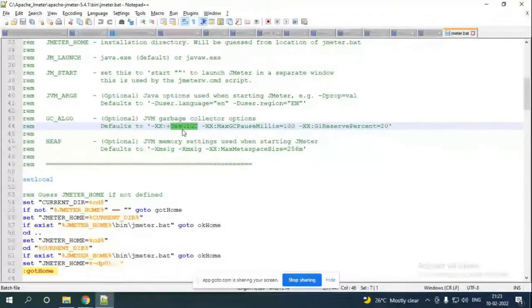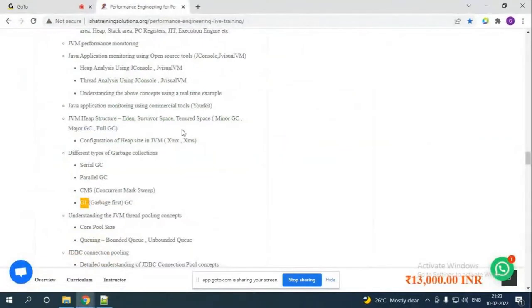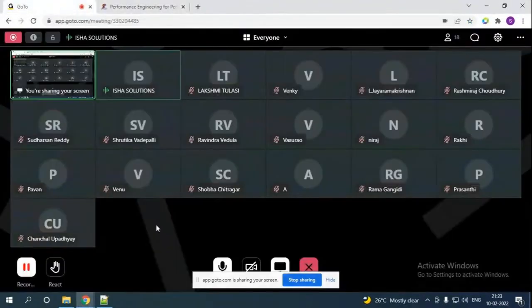JMeter is using G1GC. So like that, we are going to discuss which is actually a good garbage collector, and what is actually used for what purpose: why we are using serial, why we are using parallel, like that. That explanation also we are going to do in this course journey. Okay, that is also part of our course content.